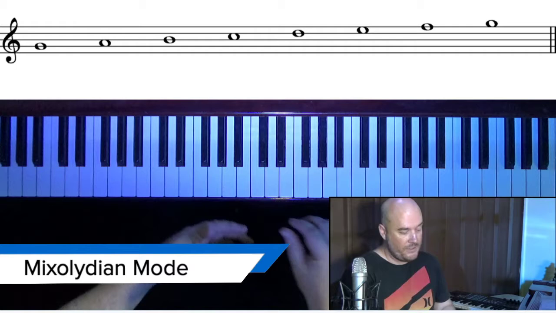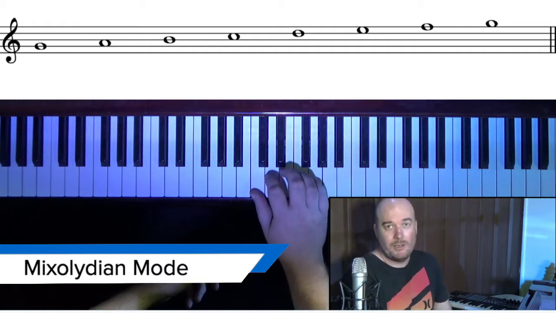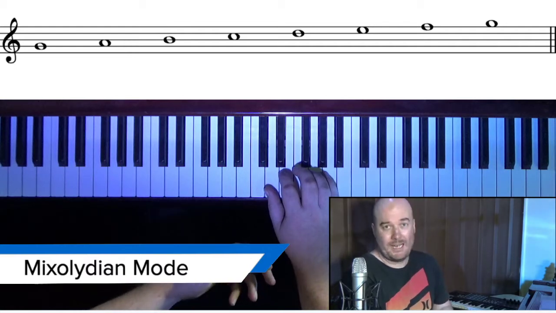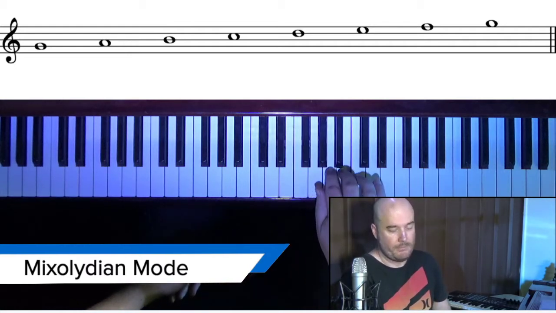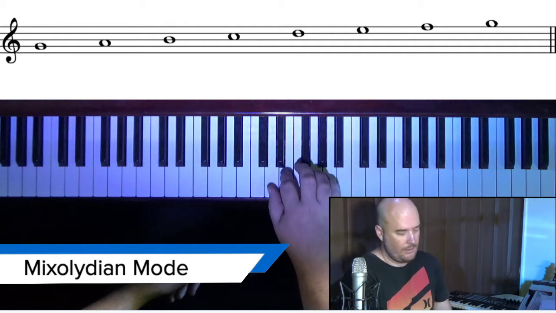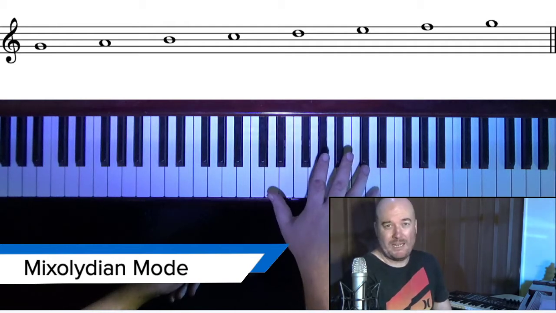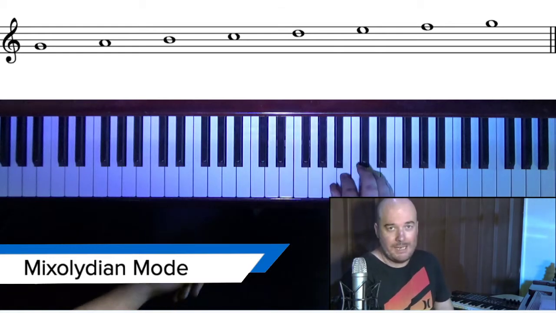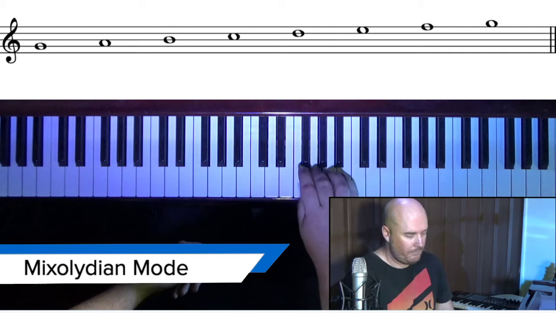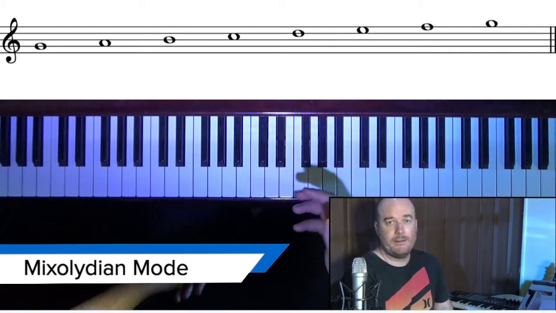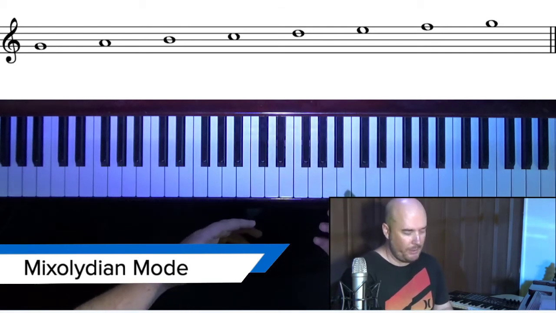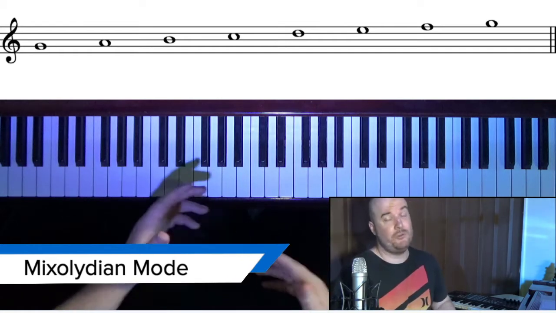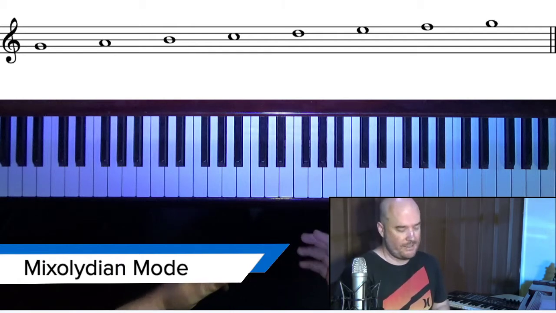Now, the modes are basically where we start on a different note, but we still play the same scale. So, for example, I've started on the second, and I've still played the C major scale, but I started on the second. It's the same if I started here on the E, but that's a different mode. I'm not going to talk about that one today because I don't want to confuse everyone. We're just talking about the Mixolydian mode. We have talked about the Dorian mode in previous lessons, of course.